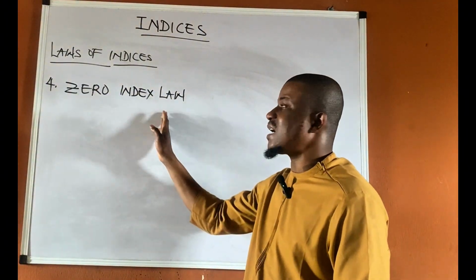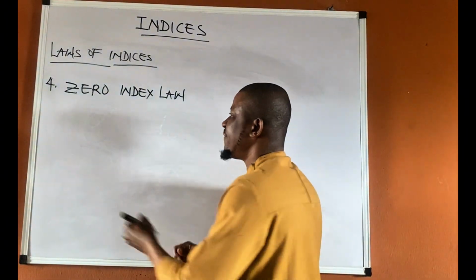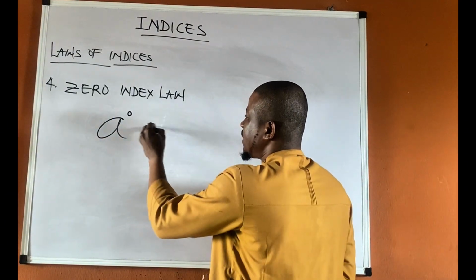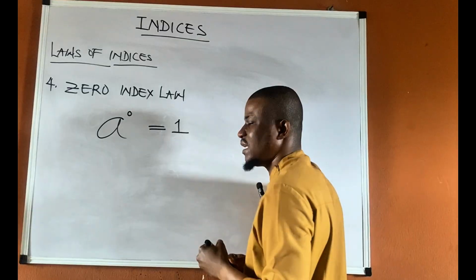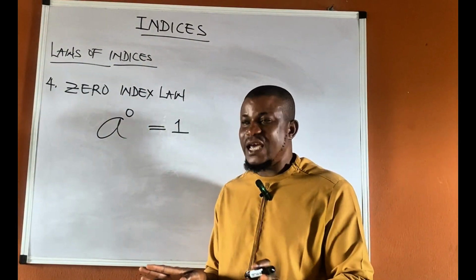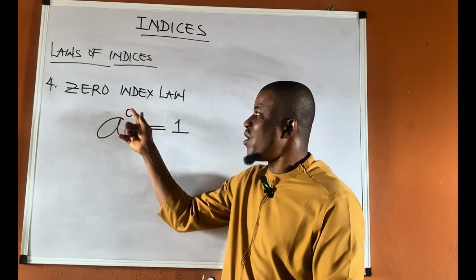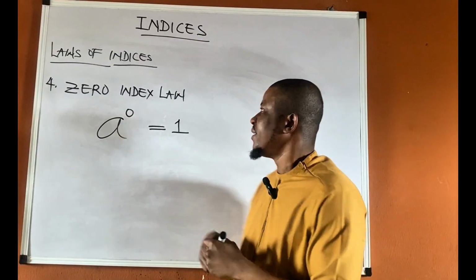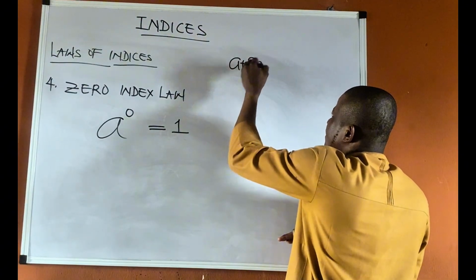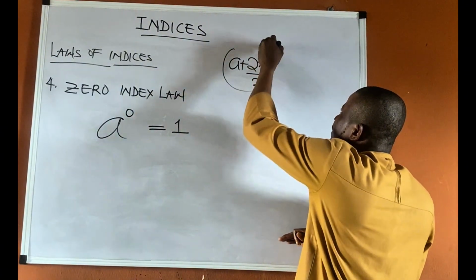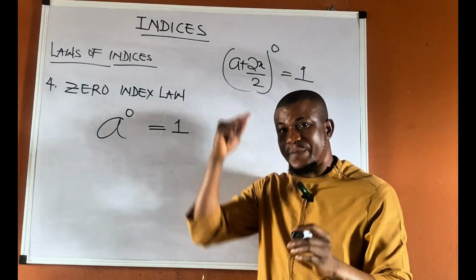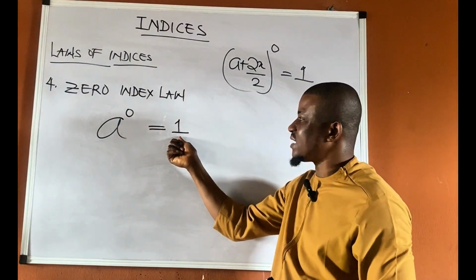For the zero index law, if you have any number to the power of 0, this is equal to 1. This is the zero index law. So any number at all, however the expression is, to the power of 0 is equal to 1. Even if I write something like a plus 2x over 2, as long as it is raised to the power 0, the answer is 1. Anything at all to the power of 0, the answer is 1.